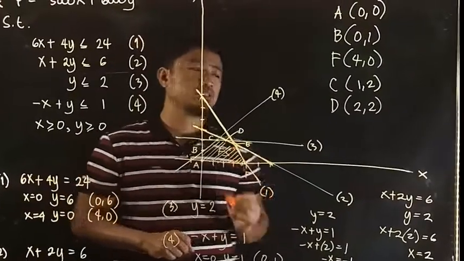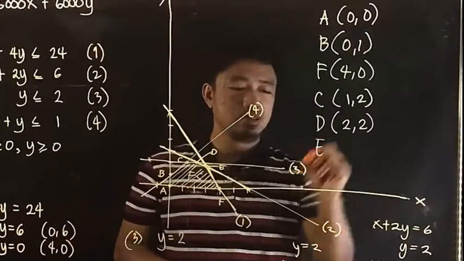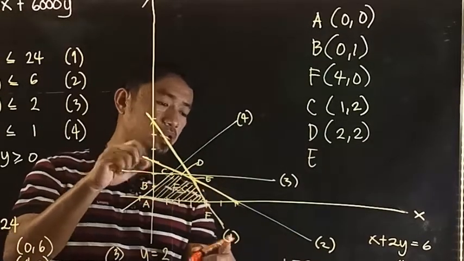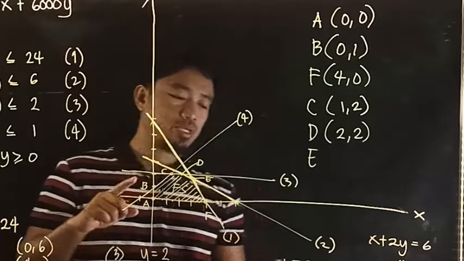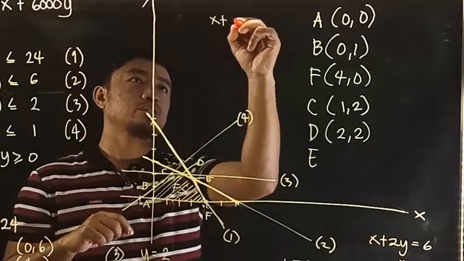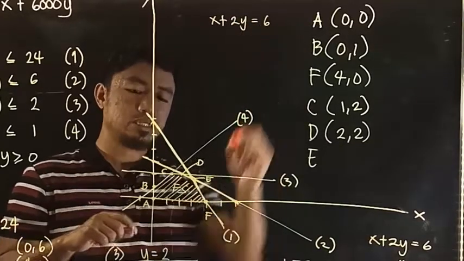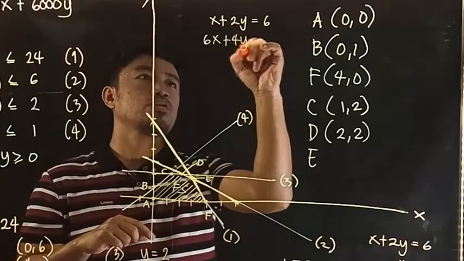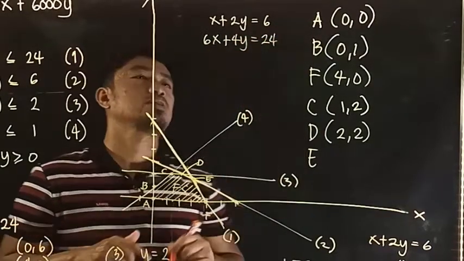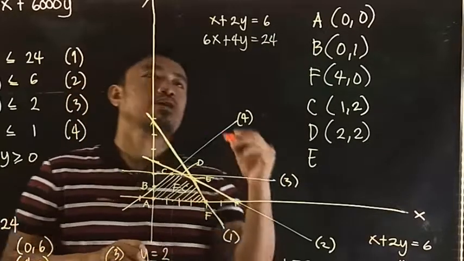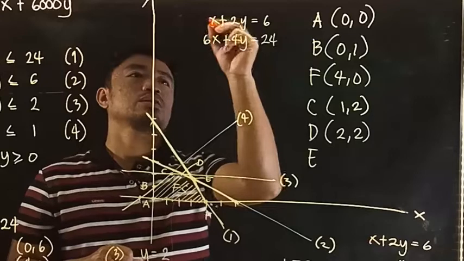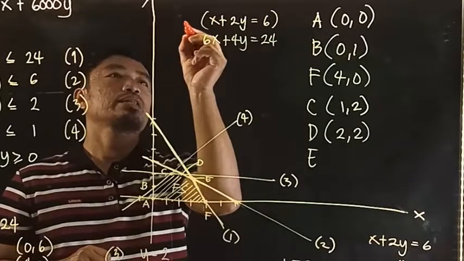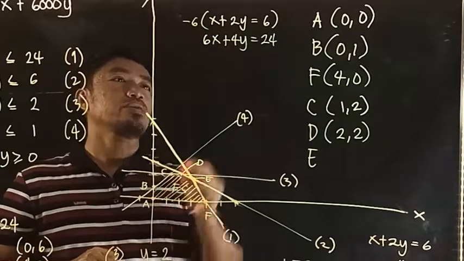And the last corner point, E, is an intersection of line 2 and line 1. Line 2 is x plus 2y equals 6. Line 1 is 6x plus 4y equals 24. So solving for the values of x and y, first I'm going to eliminate x, so I'm going to multiply the first equation by negative 6.